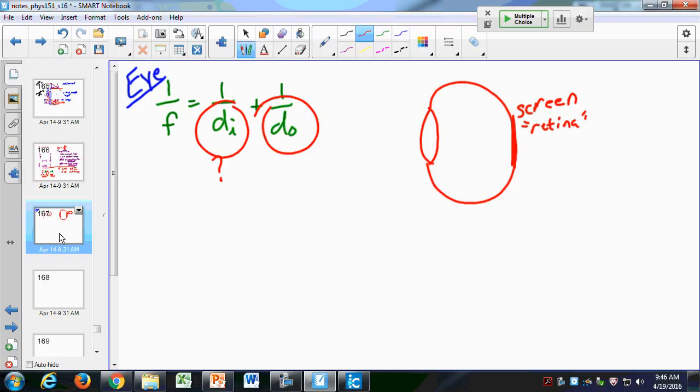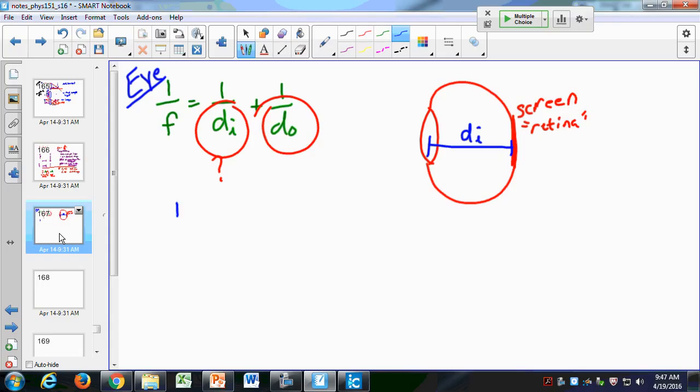I guess screen should go in quotation marks, right? Anyway, the image is projected onto the retina. So what are the things that change here? The object distance changes. Does the image distance change for the eye? No, because the shape of the eyeball doesn't change unless you have some major trauma or whatever. So di is always constant. For the human eye, the distance from here to here, di, will remain constant.